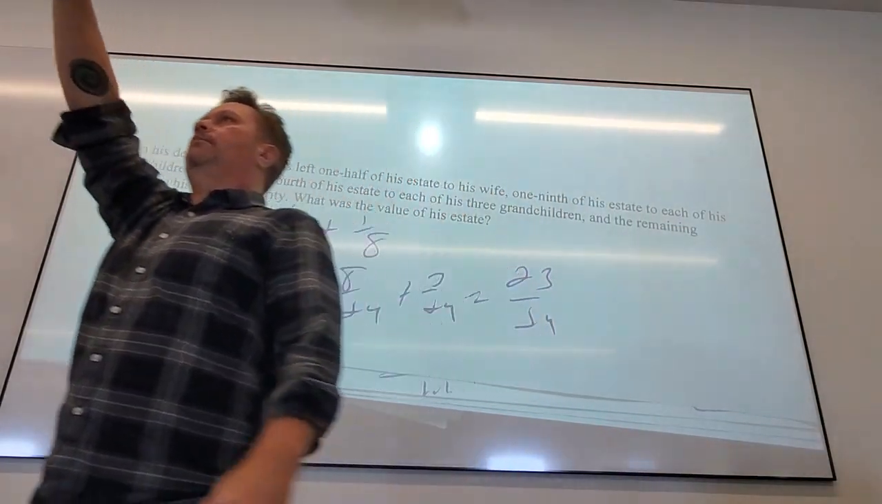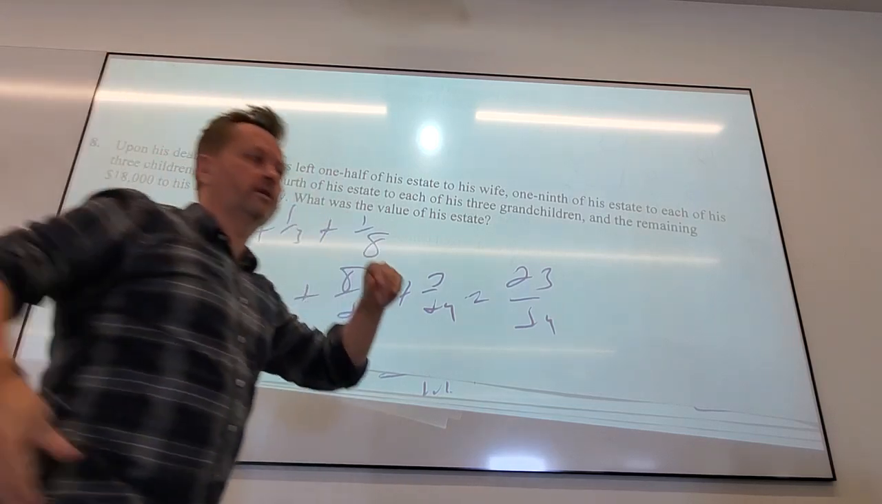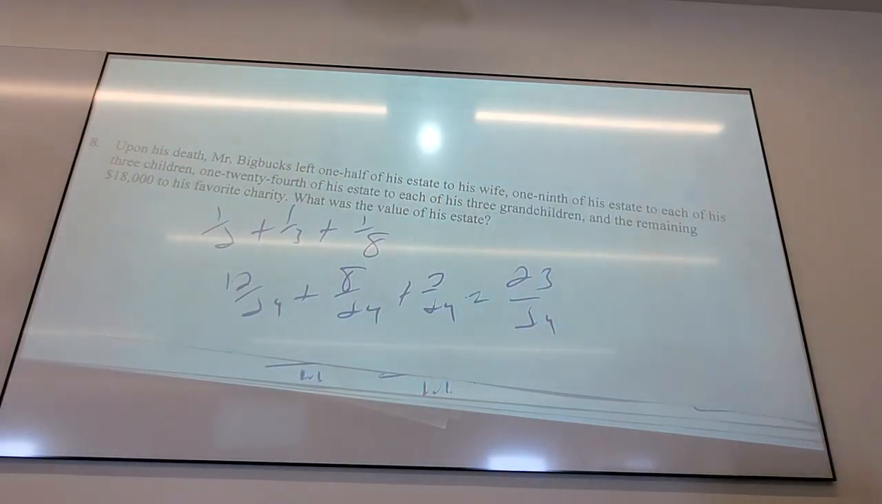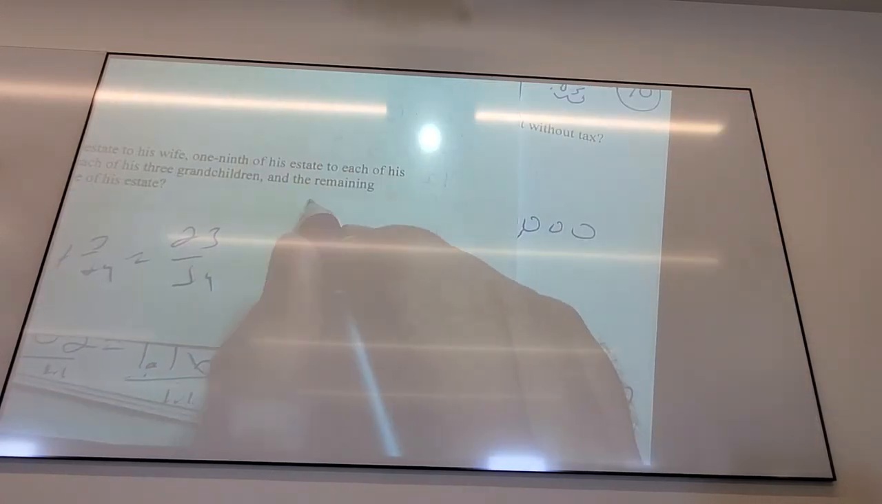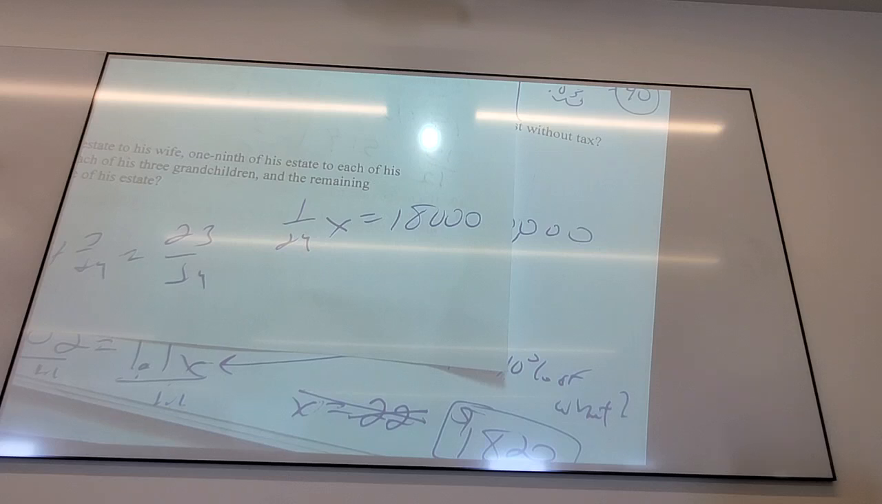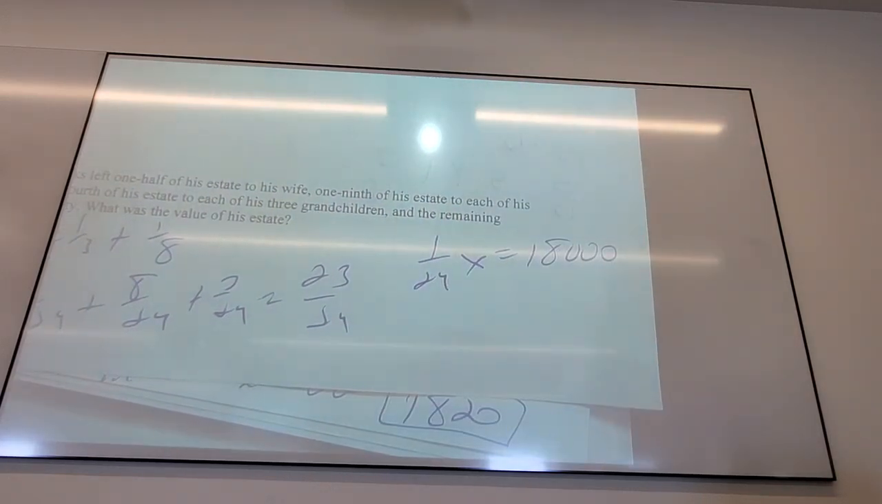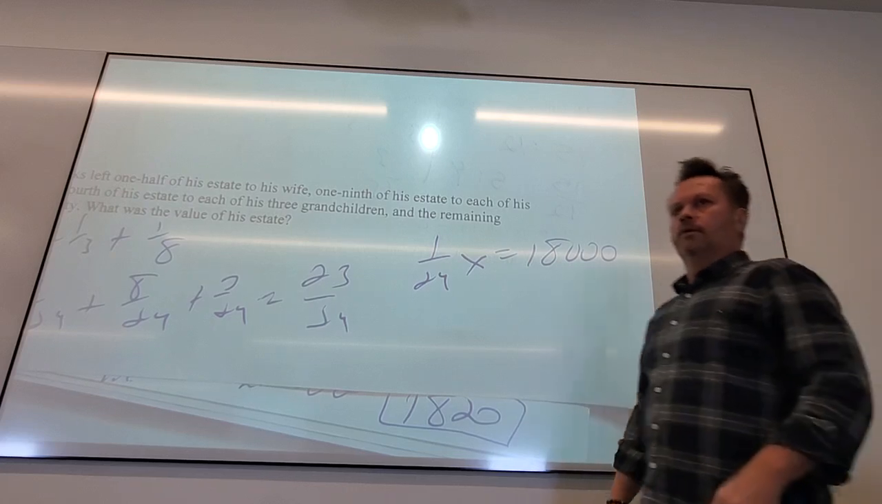18,000 was given to charity. What fractional part was given to charity? 1/24. Fractional part of what, by the way? The estate value. And do we know how much that is? No, in fact, that's the question. So 1/24 of something I don't know is 18,000. So you just multiply by 24, and then you get, like you said.